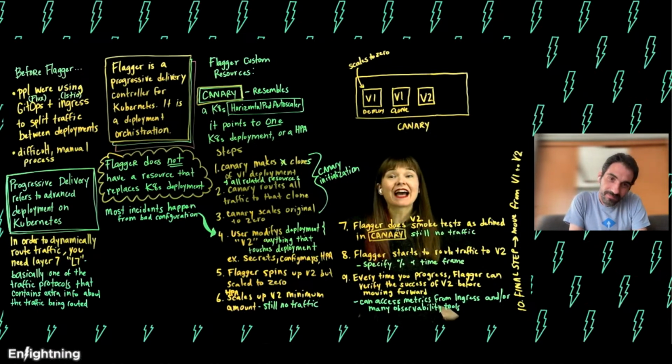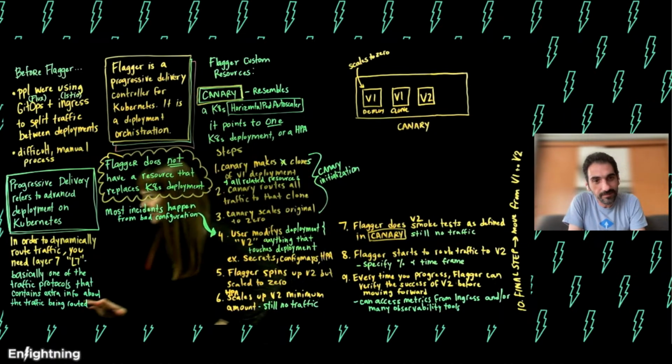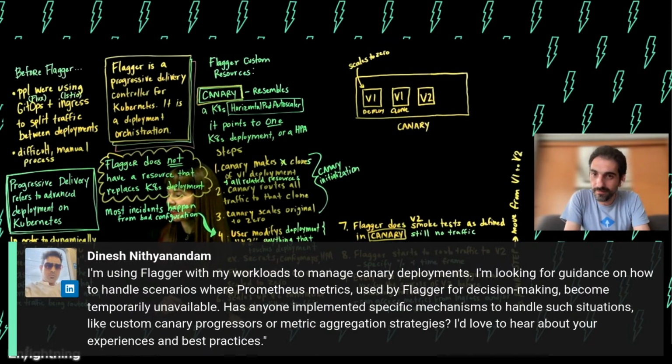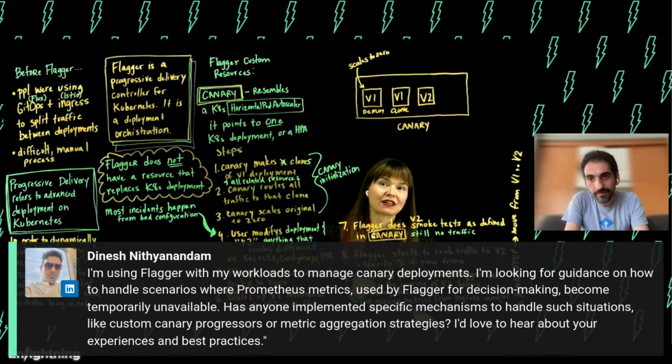I love that. So we have a few questions in chat that I've been postponing until we had a moment, because I wanted to finish this thought before we moved on. But Dinesh says they're using Flagger with their workloads to manage canary deployments. They're looking for guidance on how to handle scenarios where Prometheus metrics used by Flagger for decision making, like we talked about, become temporarily unavailable. So has anyone implemented specific mechanisms to handle when your observability backend that you're referencing to define success becomes unavailable?